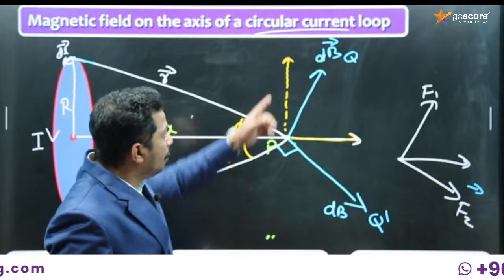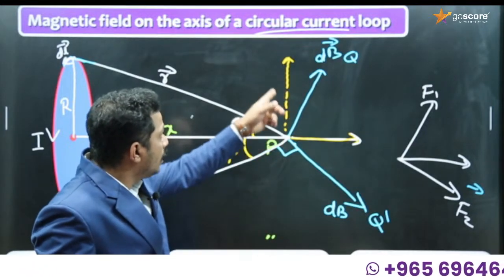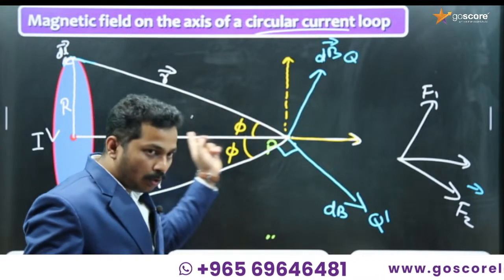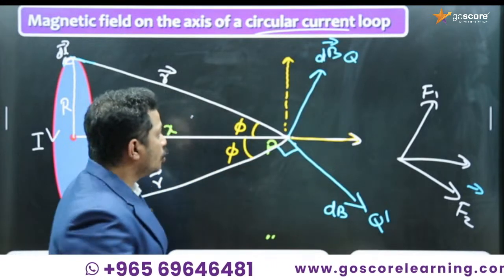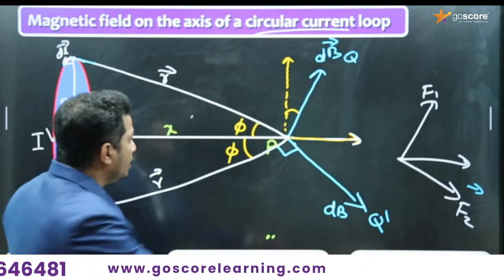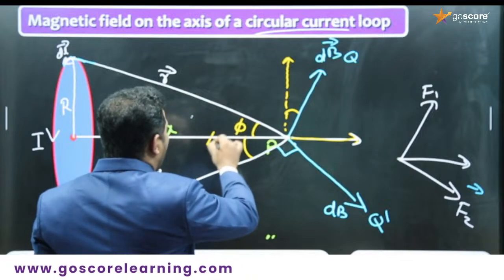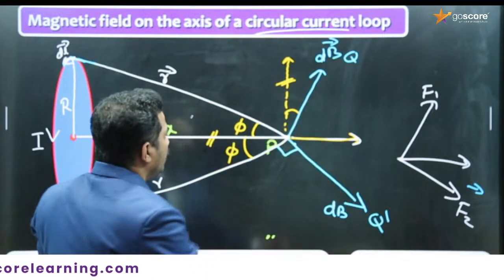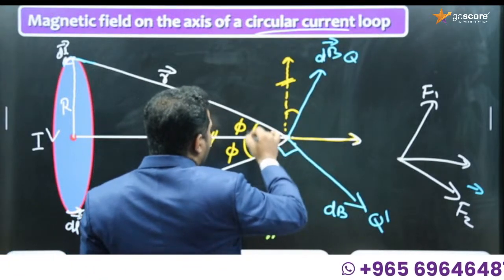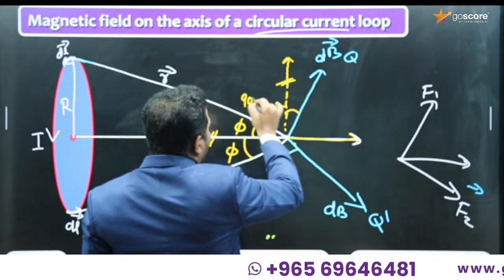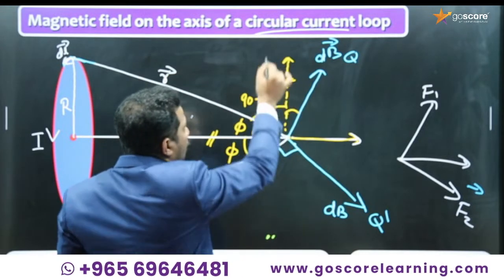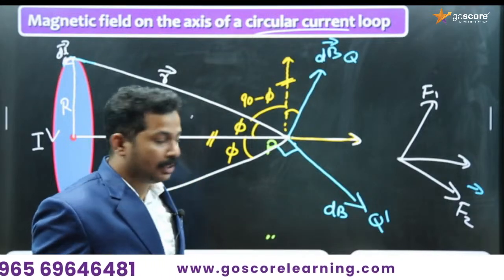So I am going to split the magnetic field dB along PQ. One component is perpendicular to x, which means perpendicular to the axis, and one is along the axis. Any idea what this angle will be? We know that the angle between the axis and this component is 90 degrees, since it is perpendicular, right? So if this is phi, this will be 90 minus phi. The angle between R and the component will be 90 minus phi.